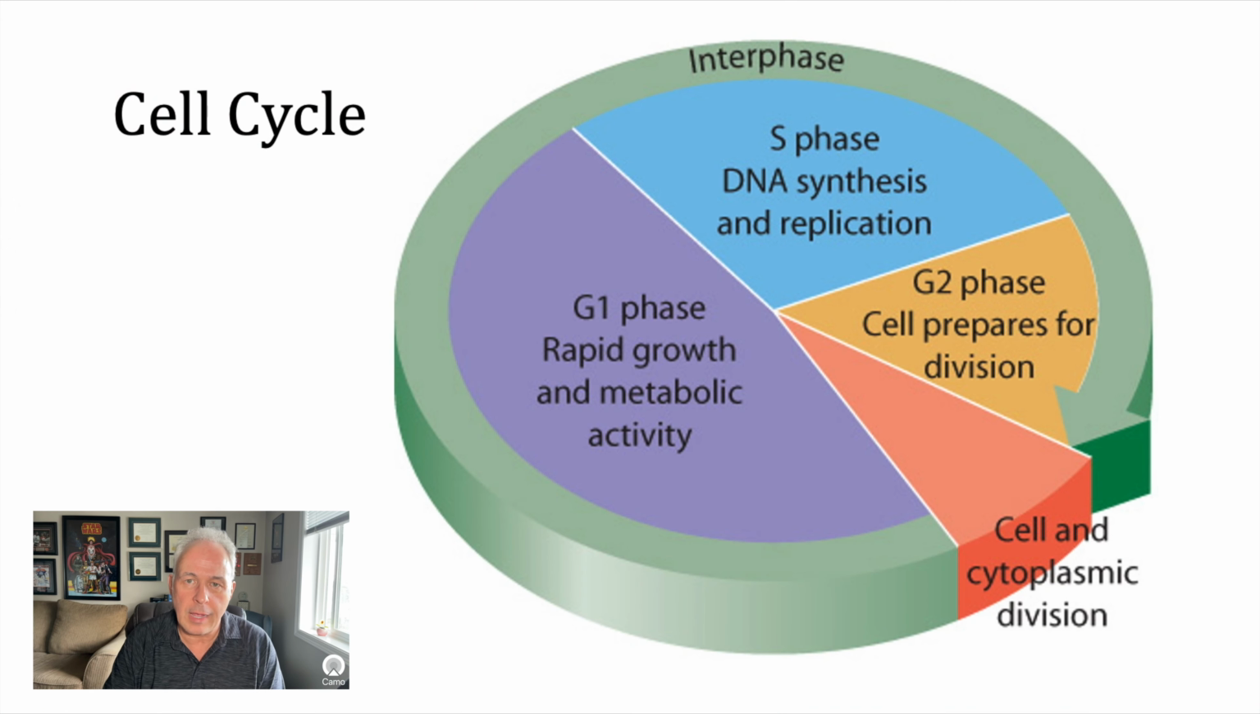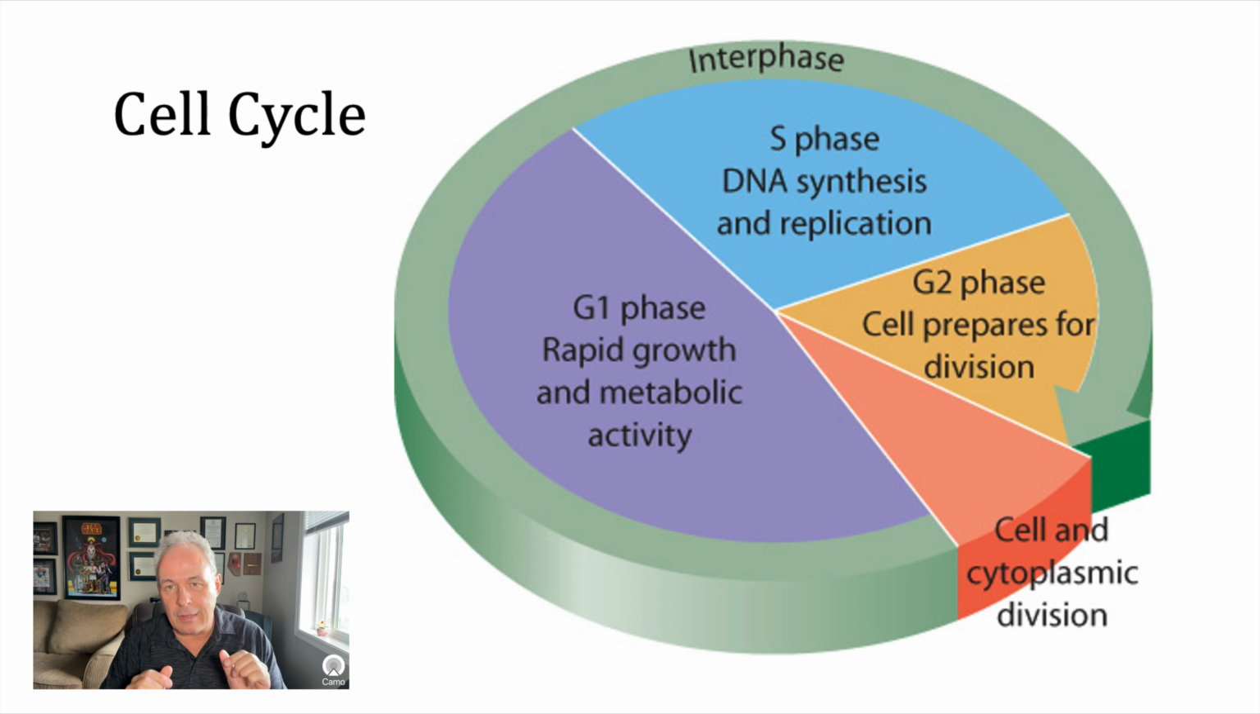Okay, starting with the cell cycle, you can see from this graphic that much of the life of the cell is in gap 1 of interphase. In fact, a cell will spend its entire life in this phase going through its normal routine. If it's an endocrine cell, it's going to be making hormones. If it's a nerve cell, it's going to be conducting action potentials and so on.